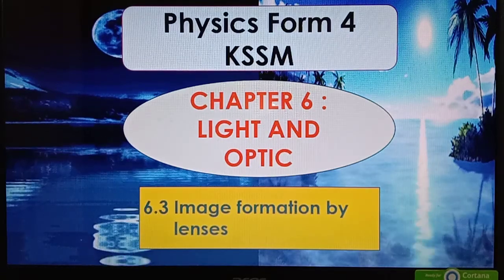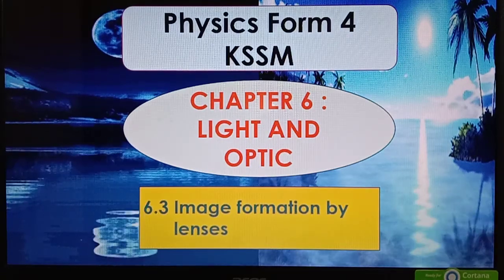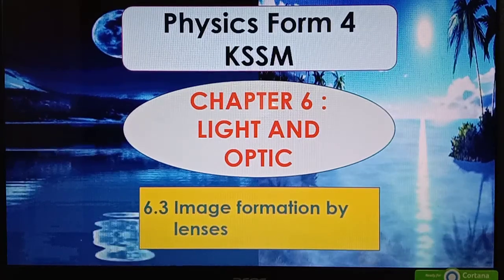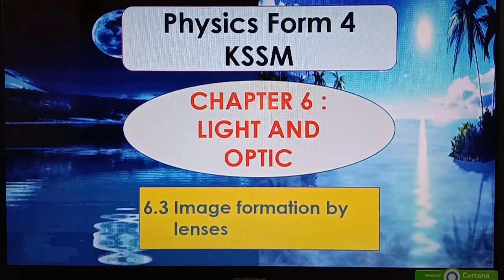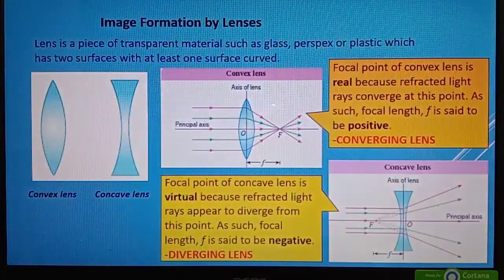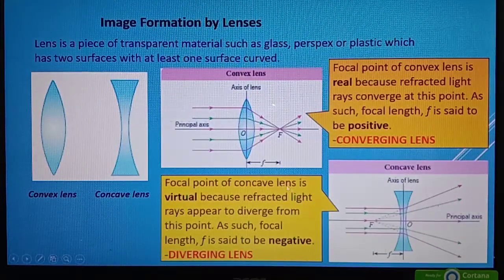Today we continue 6.3 image formation by lenses. So we're still in the same chapter 6, light and optic. So we want to discuss in this topic about image formation by lenses. So before that, let's look at type of lenses that we have here. Convex lens and concave lens.